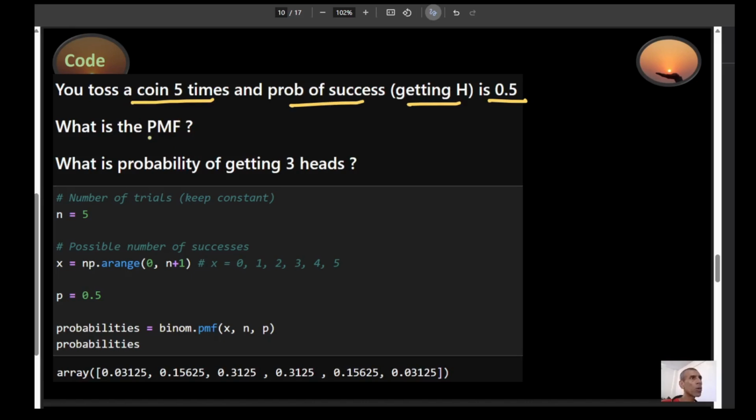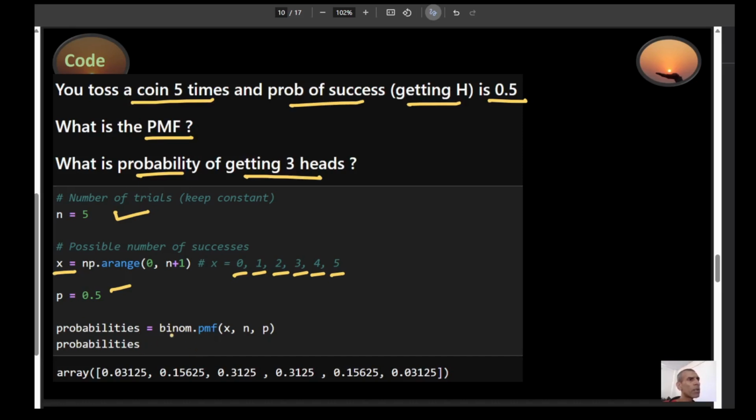So the question is, what is the PMF, the probability mass function? Also, you want to know the probability of getting 3 heads. So I specify my n. In this case, n equal to 5 because I'm conducting 5 experiments. Define your x, which is the number of successes. So my successes can be 0, 1, 2, 3, 4, or 5. Also define your p, the probability of getting a success, which in this case is 50%.